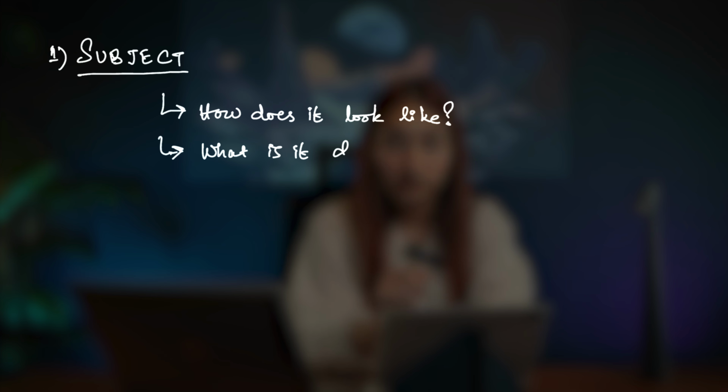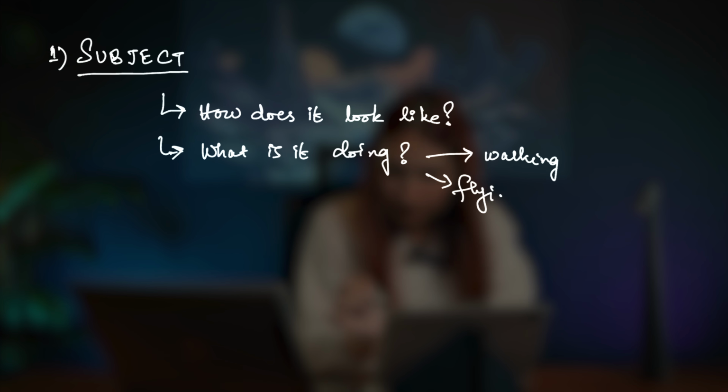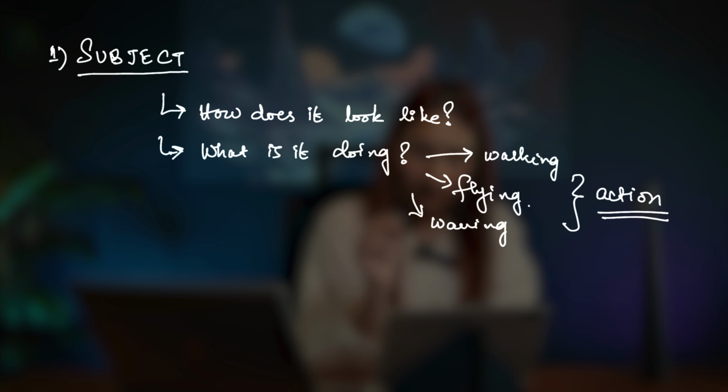Now, you already know how to describe what the subject looks like, but here's a key difference when it comes to video prompts. You need to include what the subject is doing. Is it walking, flying, waving? Make sure that you add that action directly in your prompt.